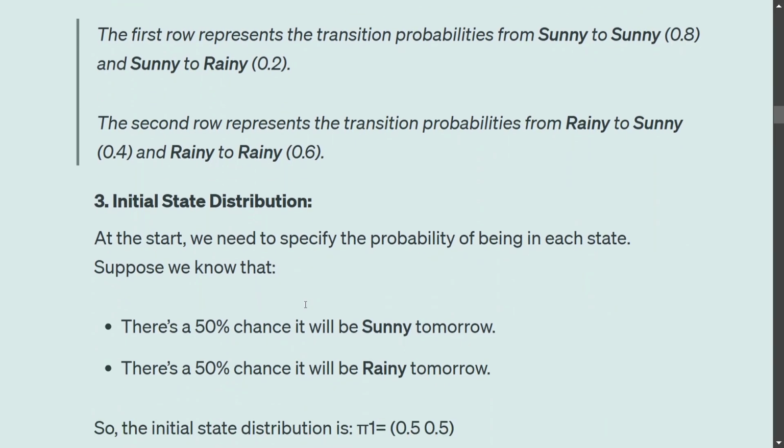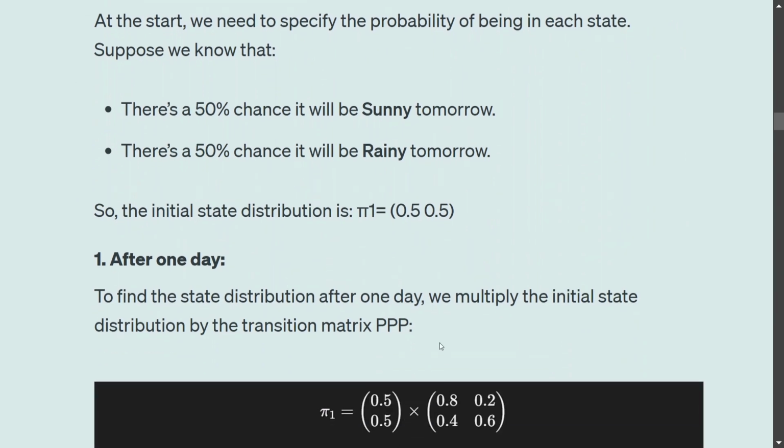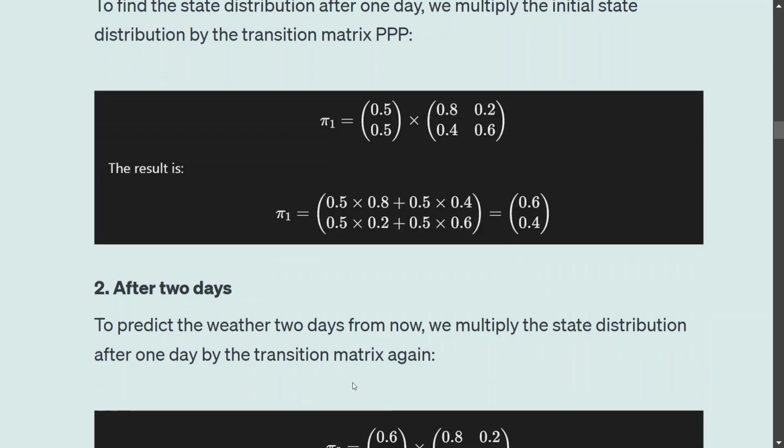Initial state distribution, assume that it to be 50-50. That means 0.5. So today the chance of sunny is 50% and the same for rainy. Now after one day, how does that state transition happen? So here you can see that today's probability is 0.5, 0.5, which we multiply by the transition matrix that we have got, and hence tomorrow's probabilities are 0.6, 0.4.